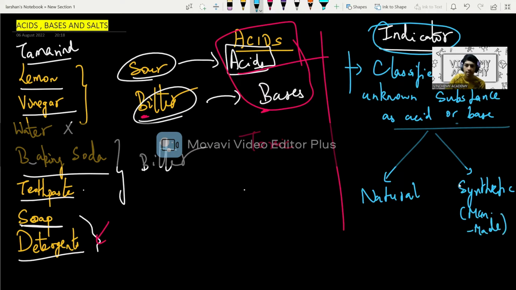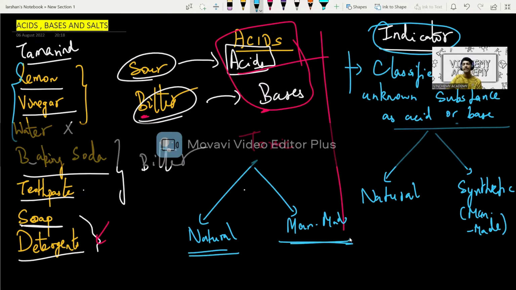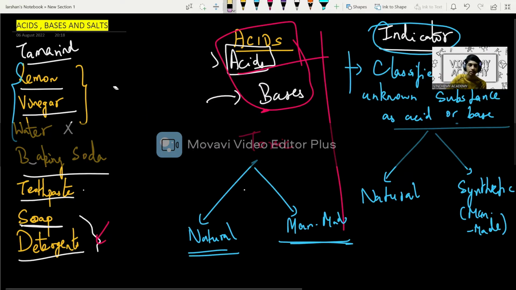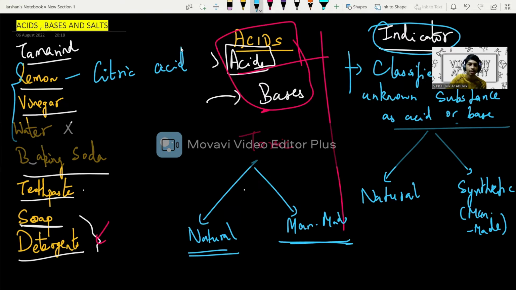Before I discuss these indicators, I would just like to say that there are two types in acids also, that is natural and man-made. All these acids contained here come under natural, and the ones made in the lab come under man-made. I'd like to tell you what acids are present in these things. In lemon, the acid present is called citric acid. You would have heard people saying lemon, amla, orange, etc., citrus fruits. So the acid present in lemon is called citric acid, right? And the acid present in vinegar is called acetic acid.